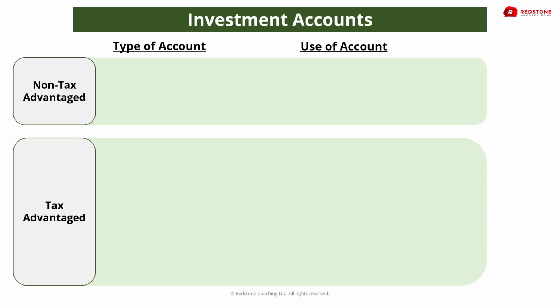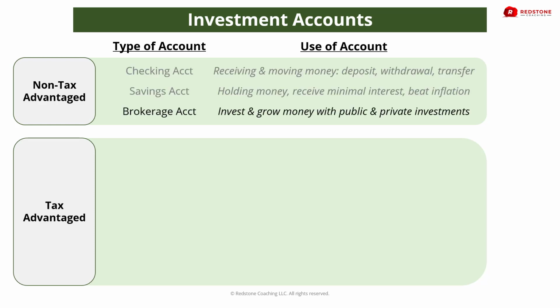So if we were to lay out the different types of accounts on one page, non-tax advantaged versus tax advantaged accounts, in the non-tax advantaged, you would have your checking account, which is more of like your operating account. Money goes in and then you need to decide how to use it, where it goes. So it's for receiving and moving money, deposits, withdrawals, and transfers. And there's a very high limit, whether it's $250 a month or $500 a month, whatever. Then there's your savings account for holding money, receiving minimal interest, and beating inflation, not losing money and not losing buying power over time. And then the third is a brokerage account.